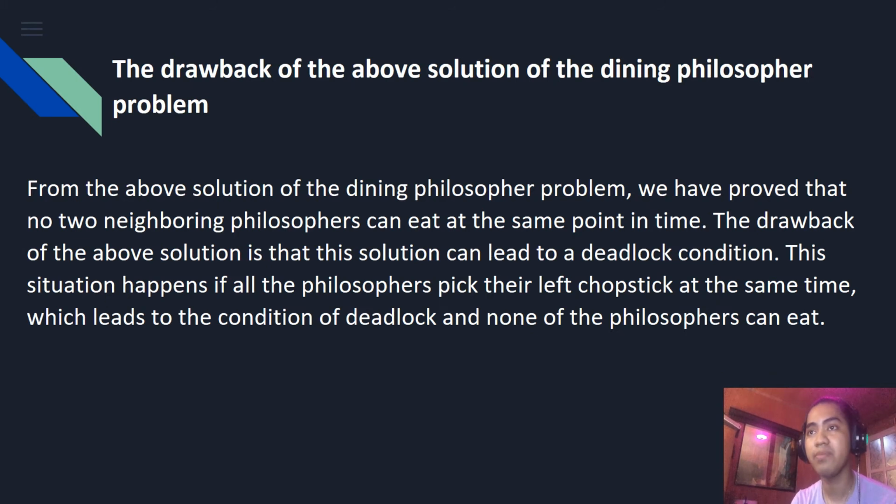In the above code, first the wait operation is performed on take_chopsticks[i] and take_chopsticks[(i+1)%5]. This shows philosopher i has picked up the chopsticks from its left and right. The eating function is performed after that. On completion of eating by philosopher i, the signal operation is performed on take_chopsticks[i] and take_chopsticks[(i+1)%5]. This shows that philosopher i has eaten and put down both the left and right chopsticks. Finally, the philosopher starts thinking again.